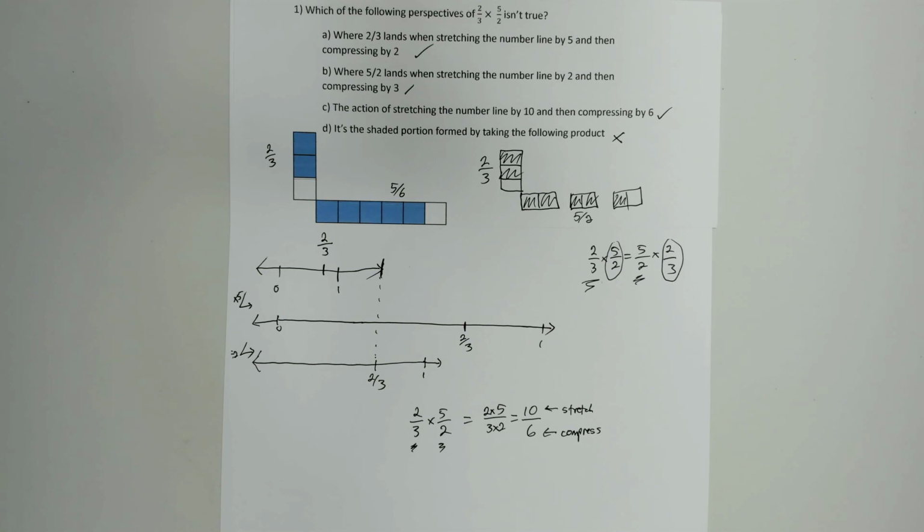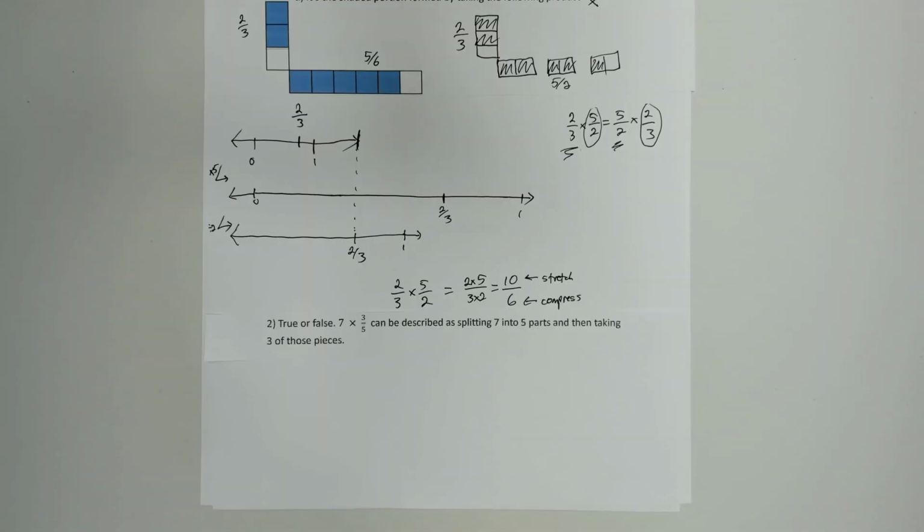All right, I hope that makes sense and that it gives you a good idea of some different perspectives that we have on what one product of fractions can look like. Let's go on to part 2. All right, part 2 is just a true or false question. 7 times 3/5 can be described as splitting 7 into 5 parts and then taking 3 of those pieces.